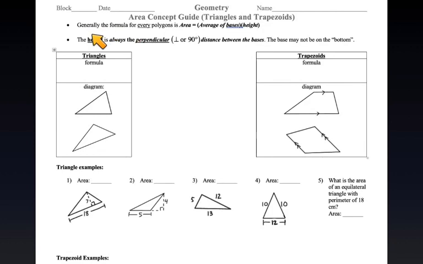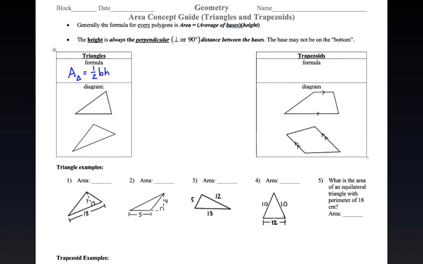So the height is always perpendicular, that's key. And then this formula, it actually works with the parallelograms too. It's just the bases don't change in a parallelogram. But the formula for all polygons is the average of the bases times the height. Let's see how that applies here.